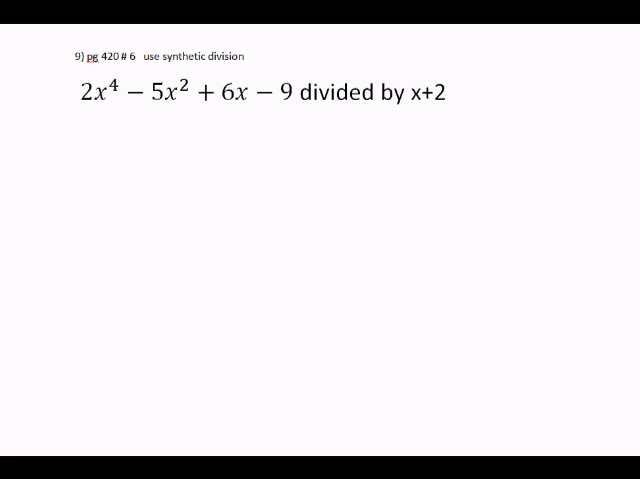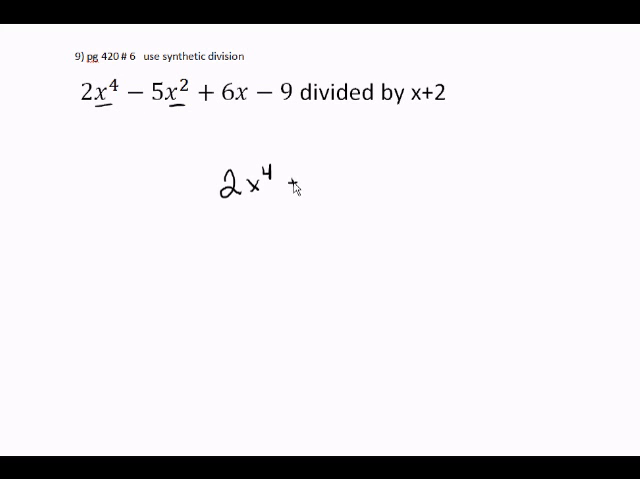Now, this problem says use synthetic division. Even the quiz says use synthetic division. You're going to find the answer. I'm not going to teach you synthetic division. That's another way of dividing. I'm going to go ahead and use the long division that we just did, okay?